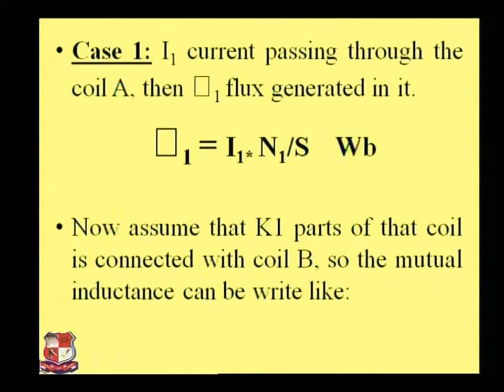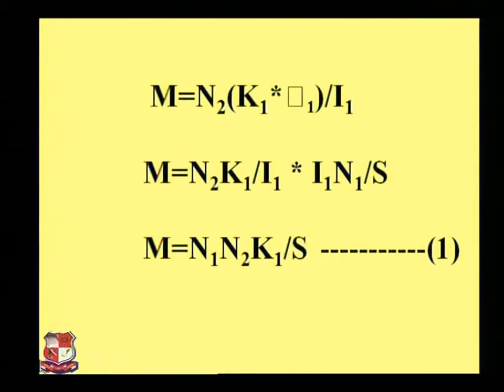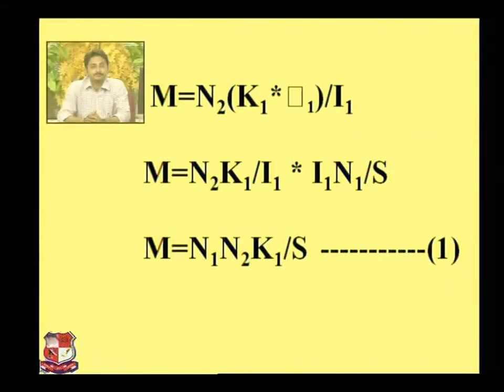So the mutual inductance can be written like this. Whatever inductance is generated with that portion is indicated as M equals N2, because the K1 portion of coil A is linked with coil B. So the mutual inductance is represented as M equals N2 into K1 phi1 by I1, where N2 is the number of turns of coil B.